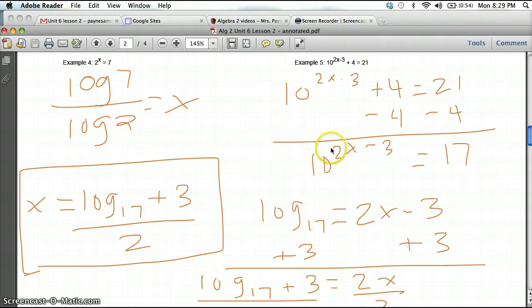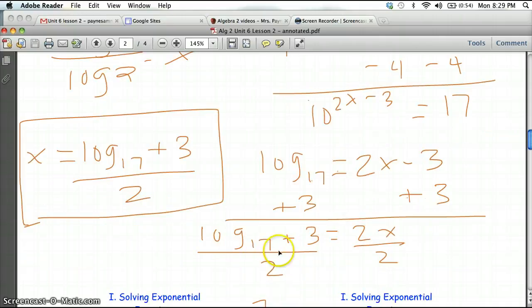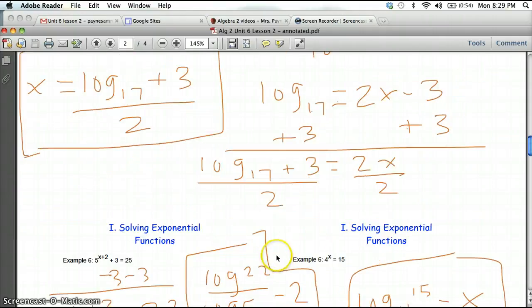And log base 10, we just ignore the 10, and it's just log of 17 is equal to 2x minus 3. So we're going to add 3 to both sides, and we get log of 17 plus 3 equals 2x. You divide by 2, and you get x equals (log of 17 plus 3) divided by 2.